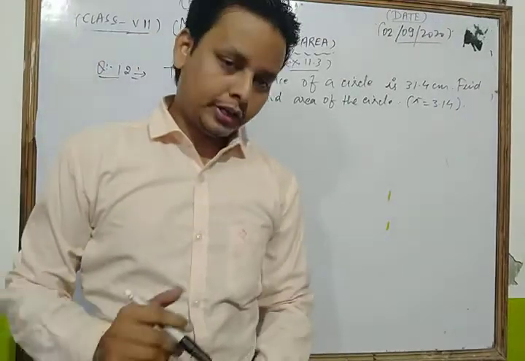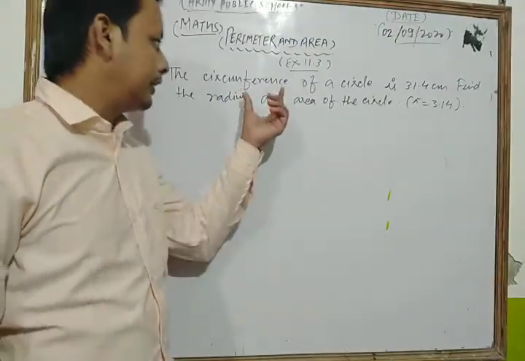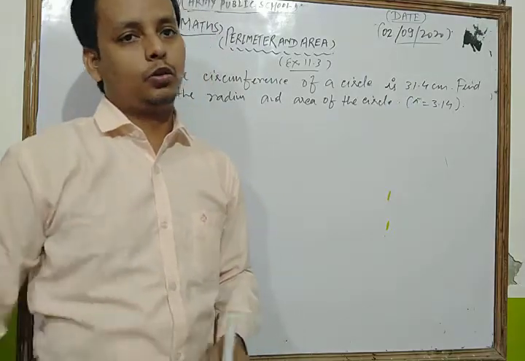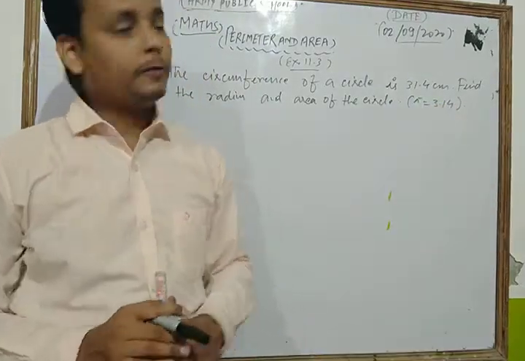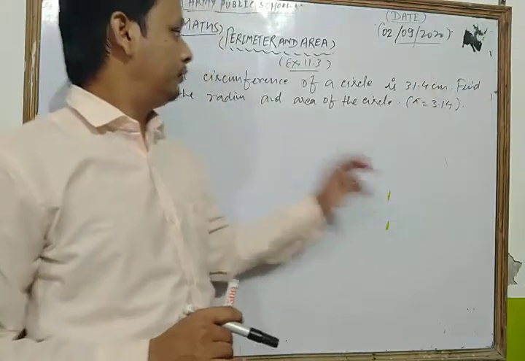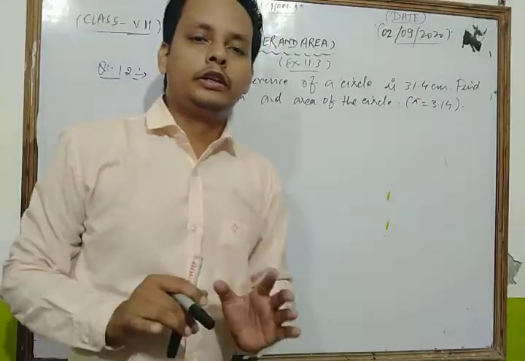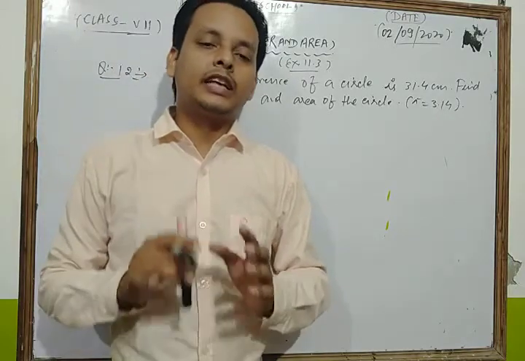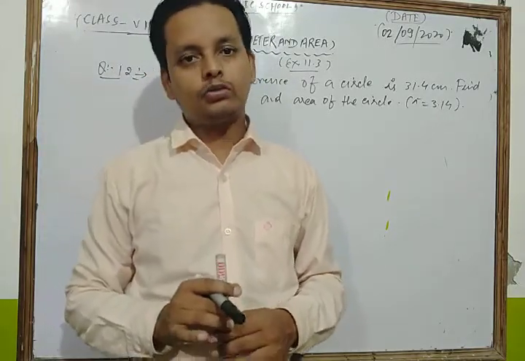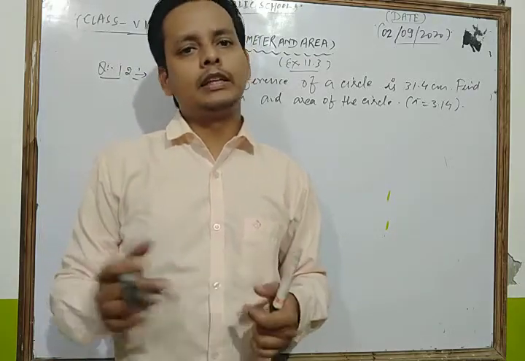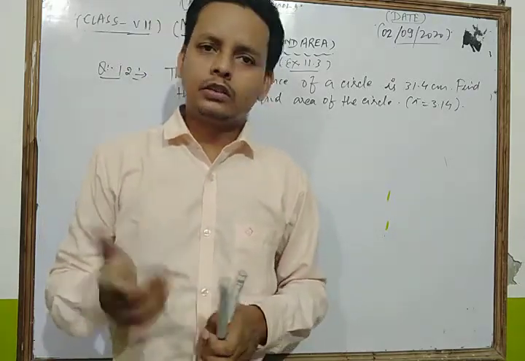Dear student, this is the question. Let's see once more. Here the circumference of a circle is given as 31.4 centimeter. We have to find the radius as well as the area of the circle. Dear students, you know that the formula for the area of a circle is pi r square. So first of all we find the radius of the circle, and after that we find the area of the circle.